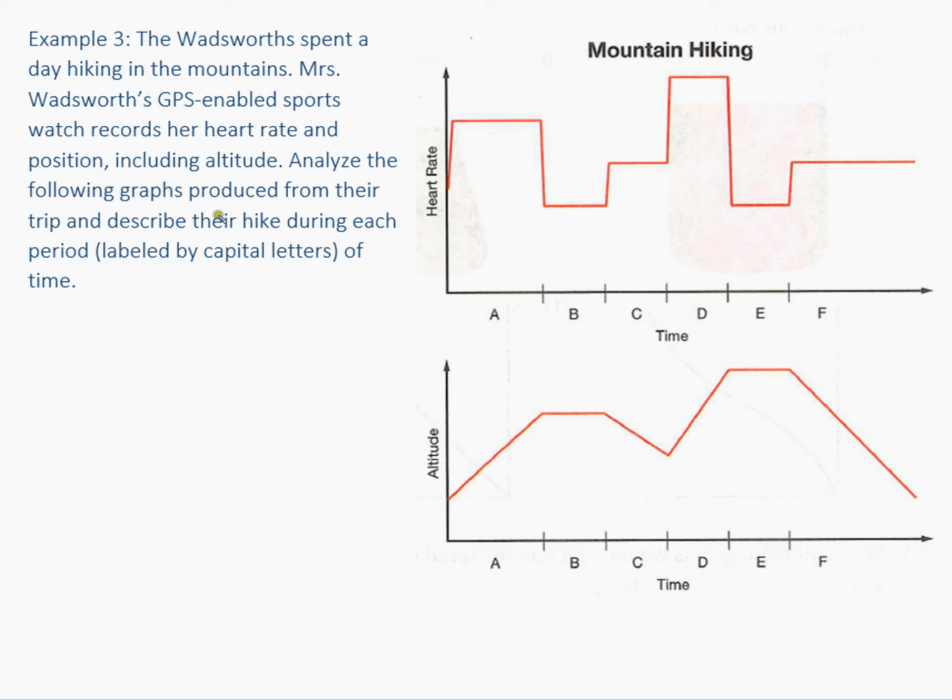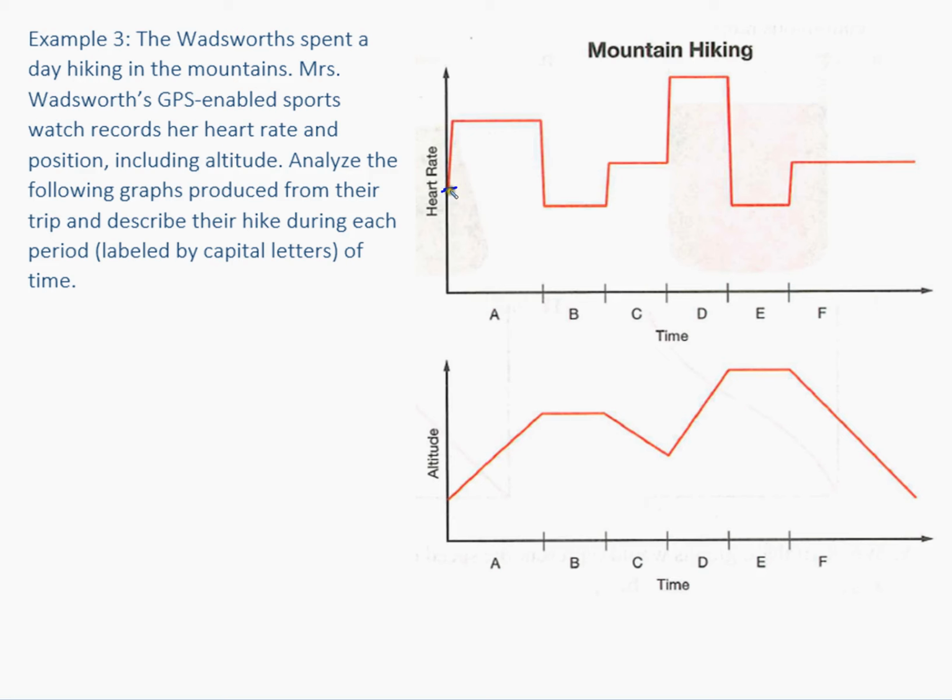Analyze the following graphs produced from their trip and describe their hike during each period labeled by a capital letter, so each period of time. So A, B, C, D, E, and F. So these correspond to each other. So here's her heart rate. And so her heart rate starts here and it increases right away.